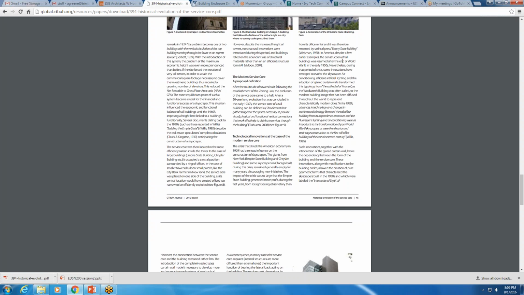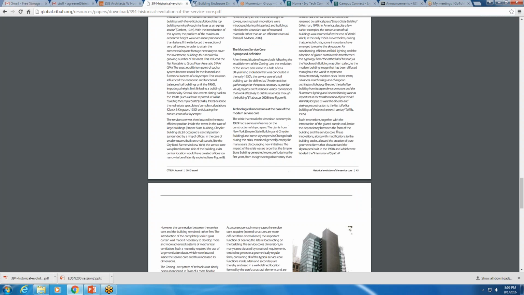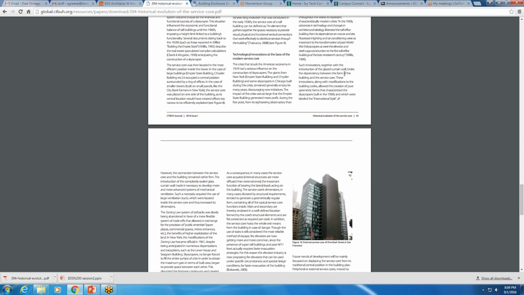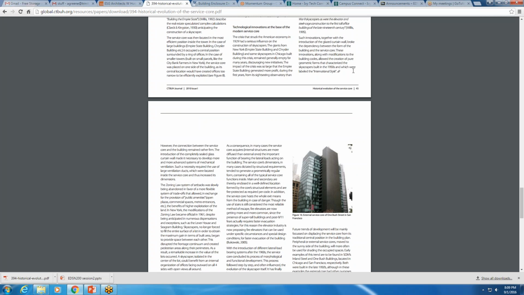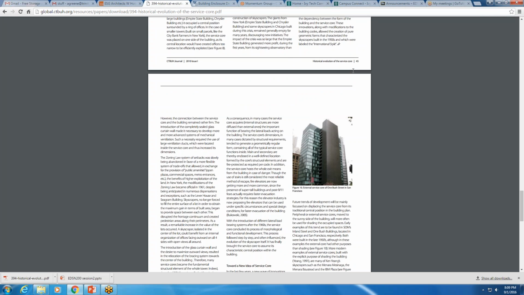So skipping through the part that talks about the economy, let's see, it says such innovations together with the introduction of a glazed curtain wall, so we have a transition to better materials, the dependency between the form and building and service core. These innovations, along with modification to the building codes, led to the creation of pure geometric forms that characterize skyscrapers built in the 1950s and were labeled the international style.